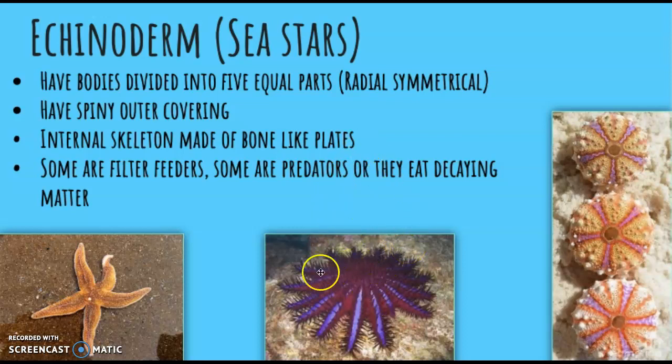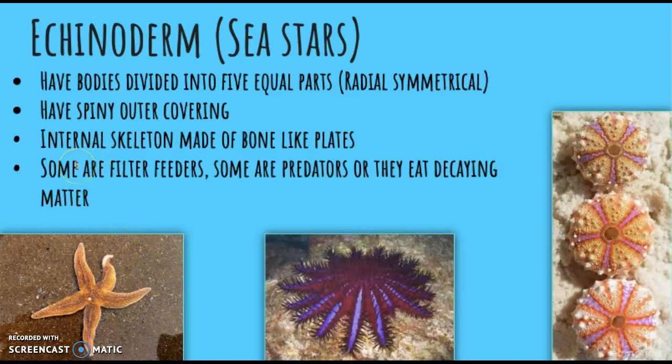They have very spiny outer coverings, as you can see on a few of these examples. Some of the spiny coverings are a little smaller. They also have an internal skeleton made of bone-like plates. In many cases, the bone-like plates make regeneration possible. If you cut across them, they are able to grow back. We went over this when we went over asexual reproduction.